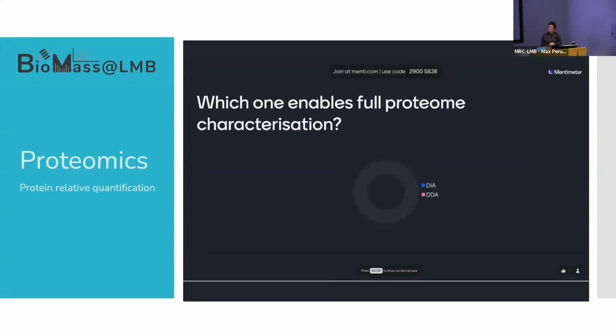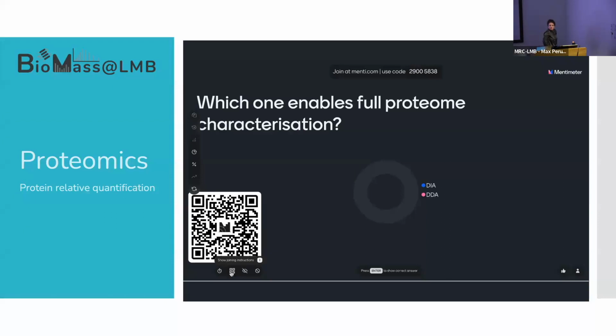Okay, so, question for you. Which of these methods, DDA or DIA, allows you to do a full proteomic characterization? Yeah, well, good. That's exactly it. Both of them can. That's exactly what I was saying.